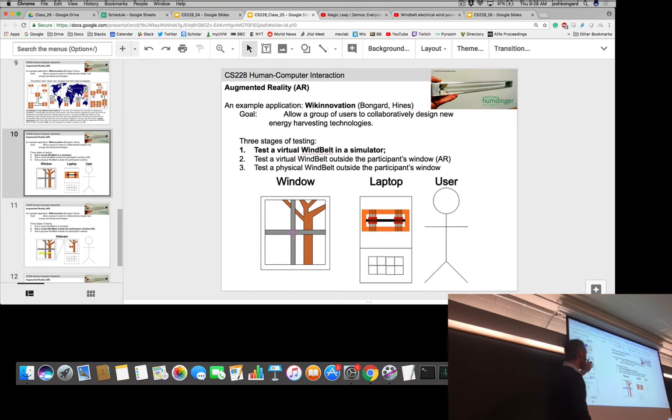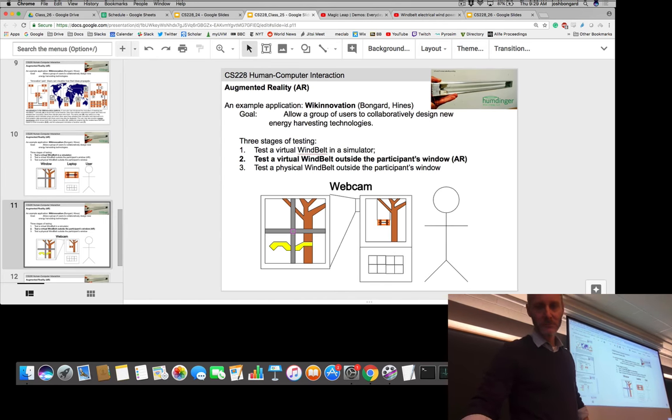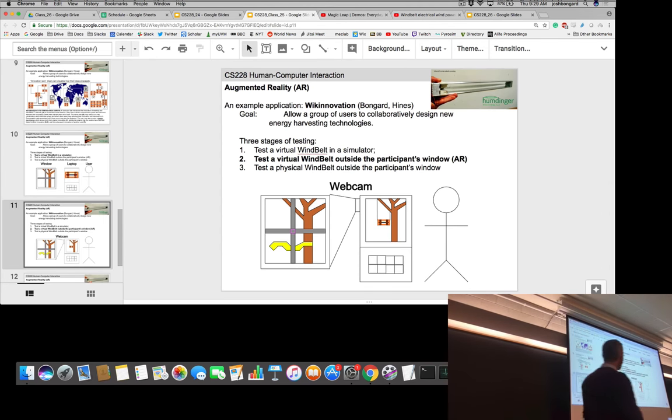We could, of course, just ask them to build it and try it out in reality, but is there somewhere that is somewhere in between? And that's the augmented reality idea. So in this case, the user is going to try out a virtual wind belt in a physical environment.